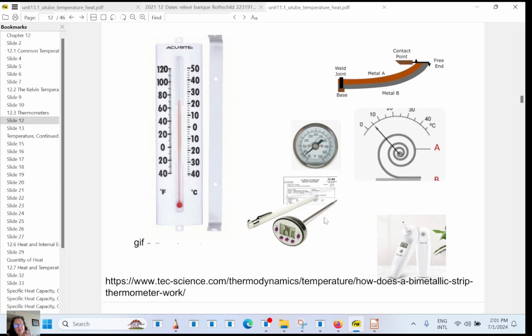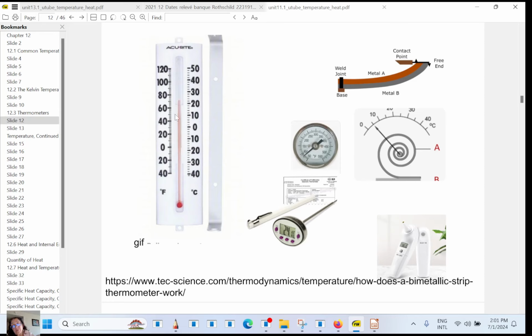You can also use electric resistance. Okay, so the electric resistance can also change as a function of temperature. In that case, usually we use a semiconductor. As the temperature increases for a semiconductor, the resistance decreases.